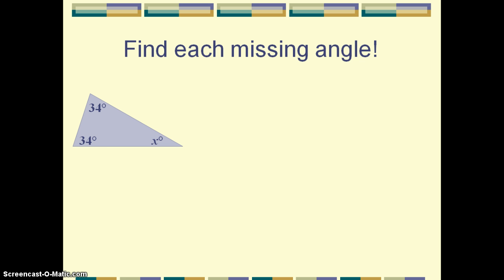So in our first picture, we have two angles that are equal to 34, and we're trying to find this missing x angle. I want you to always write an equation when you're finding the missing angle. So we have x plus 34 plus 34 is equal to 180. We combine like terms and subtract 68 from both sides to get x is equal to 112.